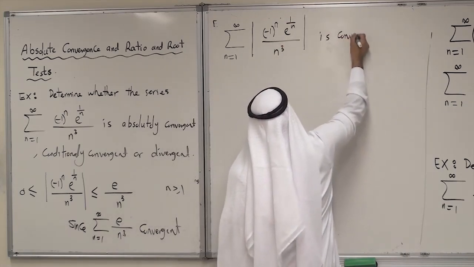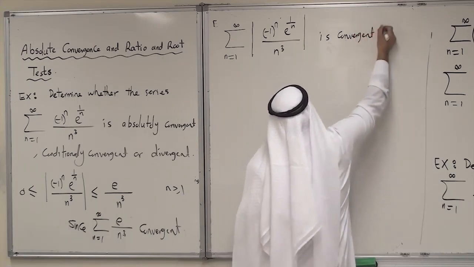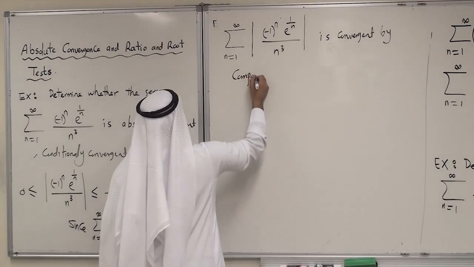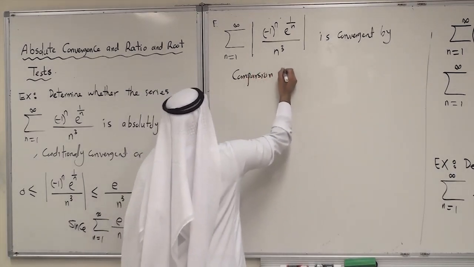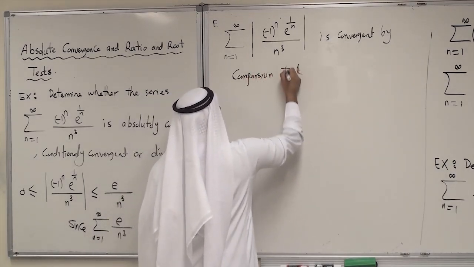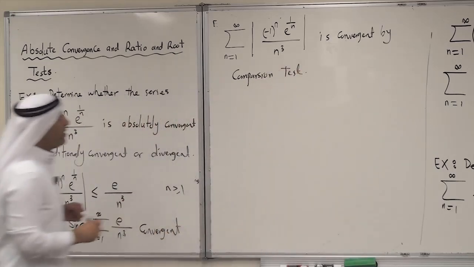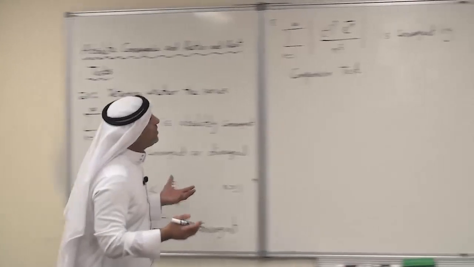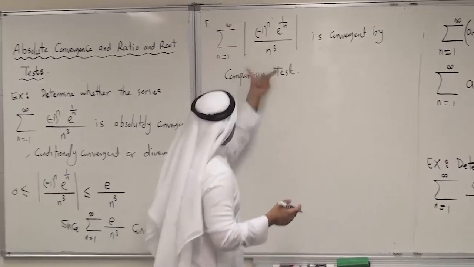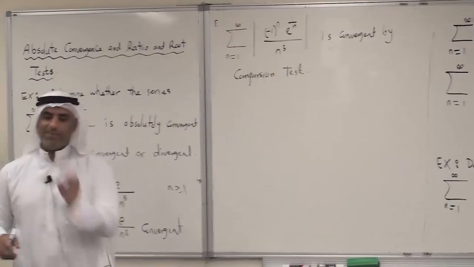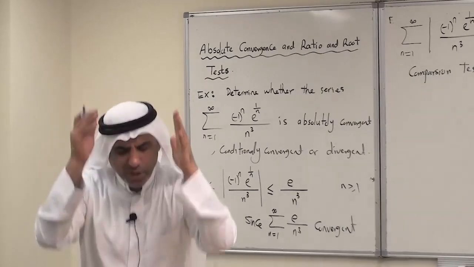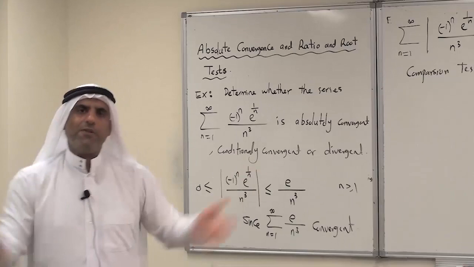Convergent. Why is this convergent? I will say by comparison test. Okay? By comparison test, this is what we have. This is convergent by comparison test. Fine. If it is convergent by comparison test, what can you say about the series without absolute value? That series is convergent absolutely. It is absolutely convergent, so it is convergent.